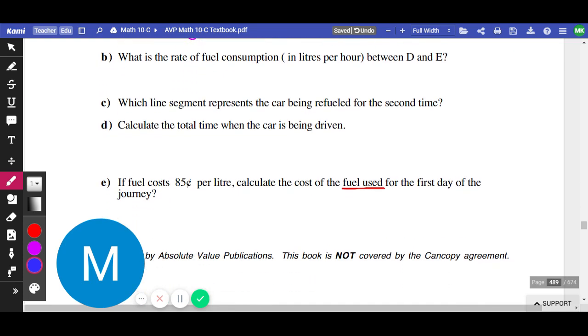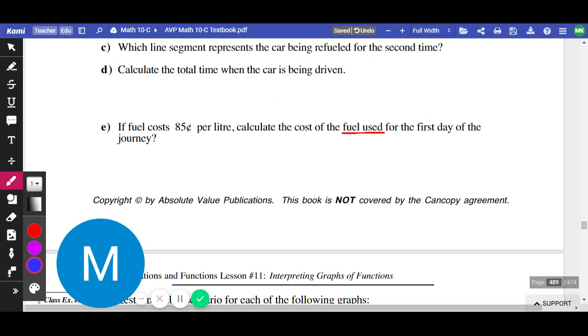They wanted to know how much it cost. So if I had 85 liters, and it costs 85 cents, I would multiply those two numbers together to figure out the total amount of cost. Anyone punch that in a calculator for me? 72.25. $72.25.